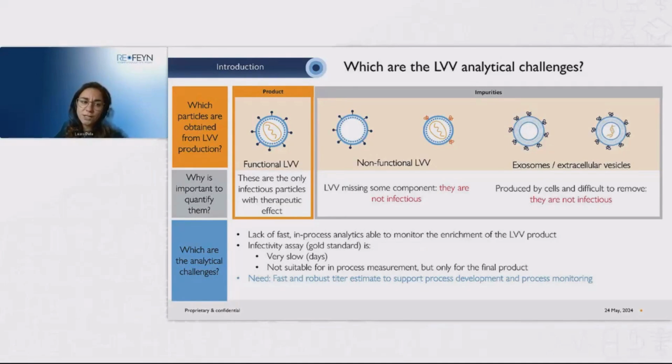The analytical challenges here are the lack of fast in-process analytics that can be used to monitor the enrichment of the lentivirus product. There are assays, of course, out there. The gold standard is the infectivity assay. However, this is very slow because overall it takes several days and therefore is not suitable for in-process measurements, but only for the final product measurements. So the need here is a fast and robust titer estimate that can support process development and process monitoring.